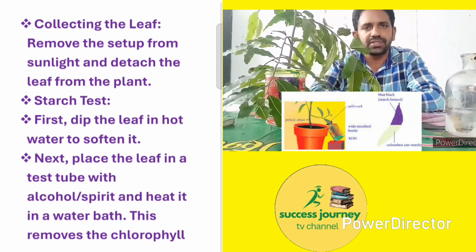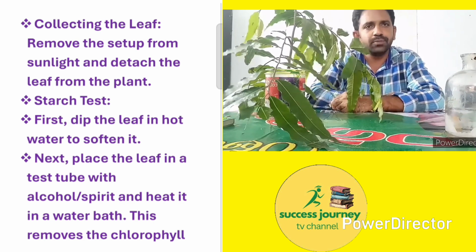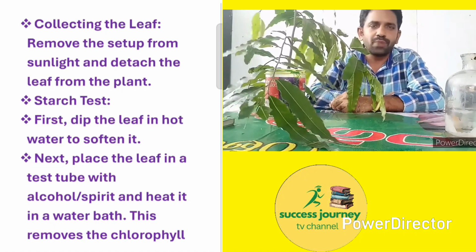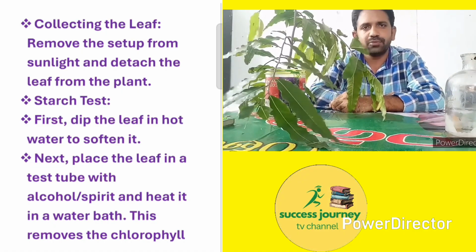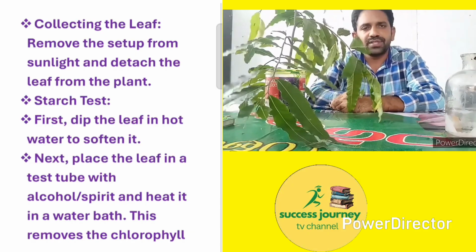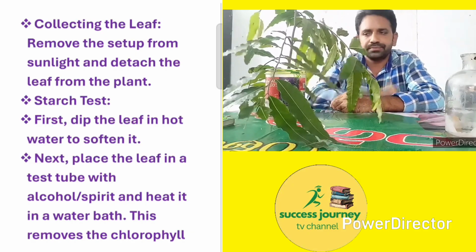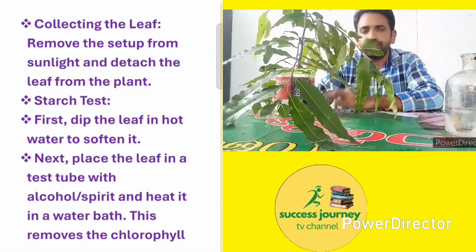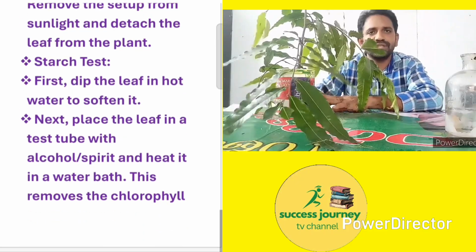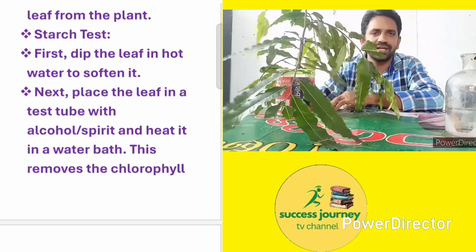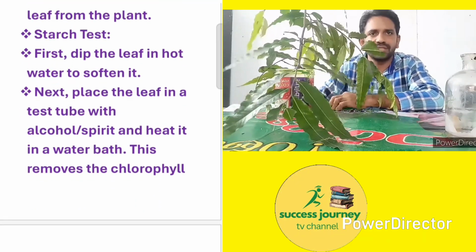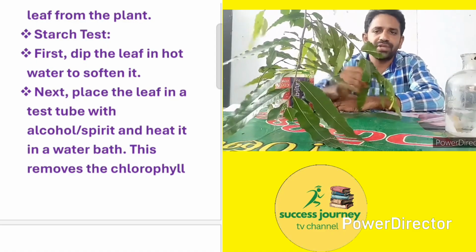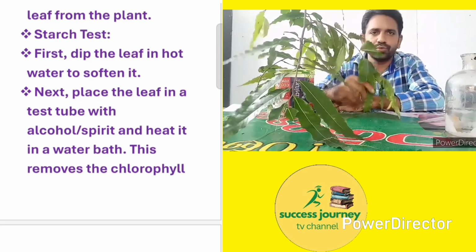Next, the starch test. First, dip the leaf in hot water to soften it. So in the starch test, first we take the leaf which we inserted in the transparent glass bottle. That leaf is boiled in hot water. Next, place the leaf in a test tube with alcohol or spirit and heat it in a water bath.